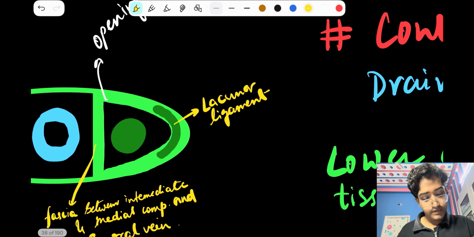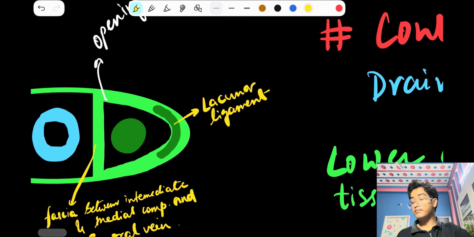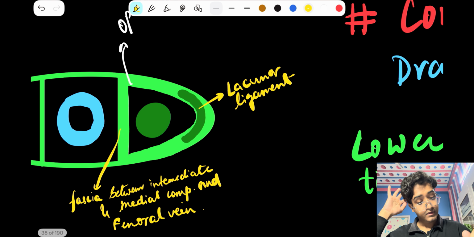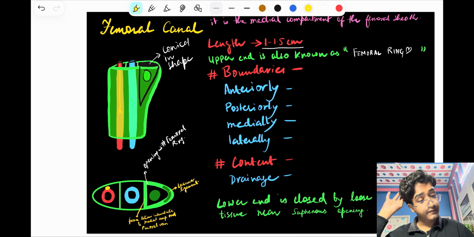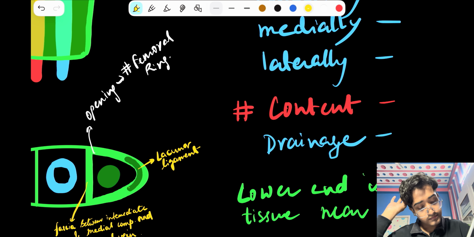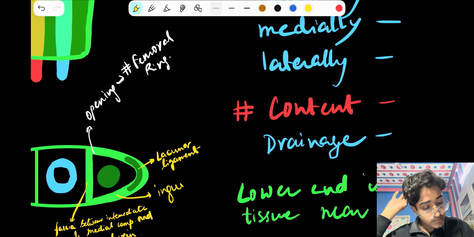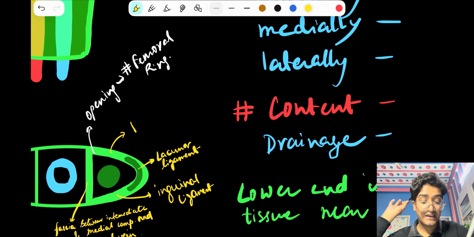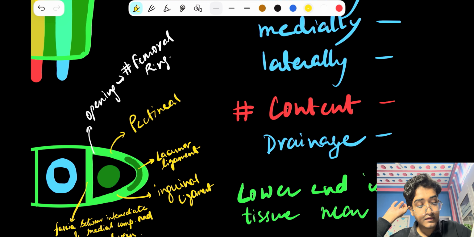Now coming to the anterior and posterior boundaries. Anteriorly it has the inguinal ligament, and posteriorly it has the pectineal ligament.